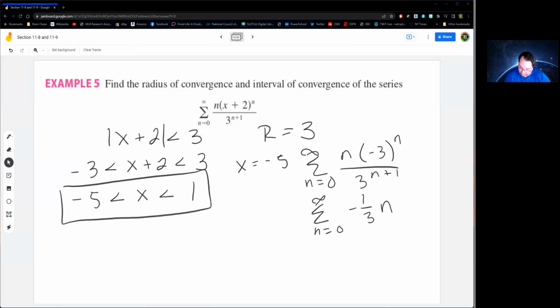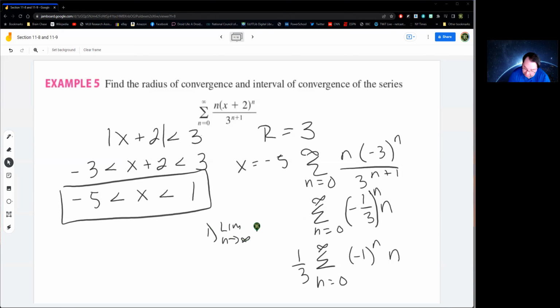So if I want to modify that a little bit so it looks a little better, I can pull out the -1/3 there, leave it as -1 to the nth power times n. So it is an alternating series, correct? So if we look at my alternating series tests, remember I always say do the limit part first. So the limit as n goes to infinity of n is infinity. So it fails the first test.